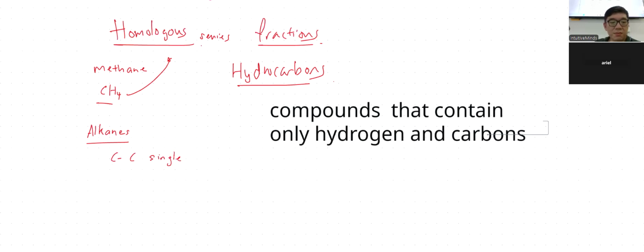So if you draw methane out, it will look like this, and they're all single bonds. There's only one carbon, so it's definitely not an alkene. Now, this C-C single bond is also known as its functional group.